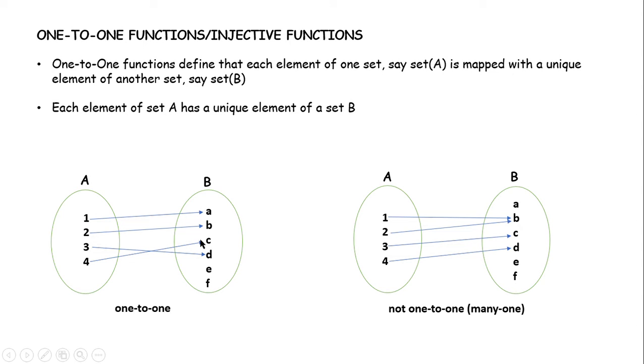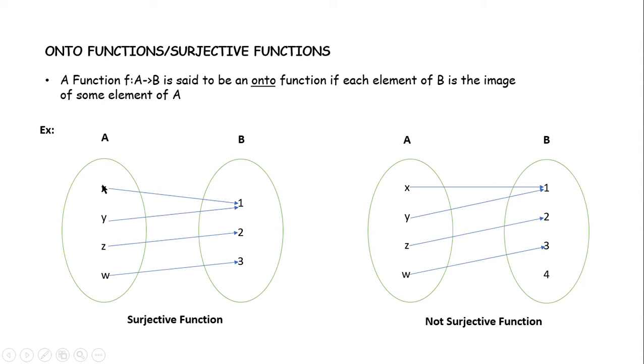Each and every element of set A will be mapped to a unique element of set B. What do I mean by unique element? By unique element, I mean that no two elements from set A will be assigned the same element from set B. If I move back, I can clearly see that here x and y both have been assigned the same element 1 from set B. That is, the image of both x and y is 1. So they have not been assigned a unique element.